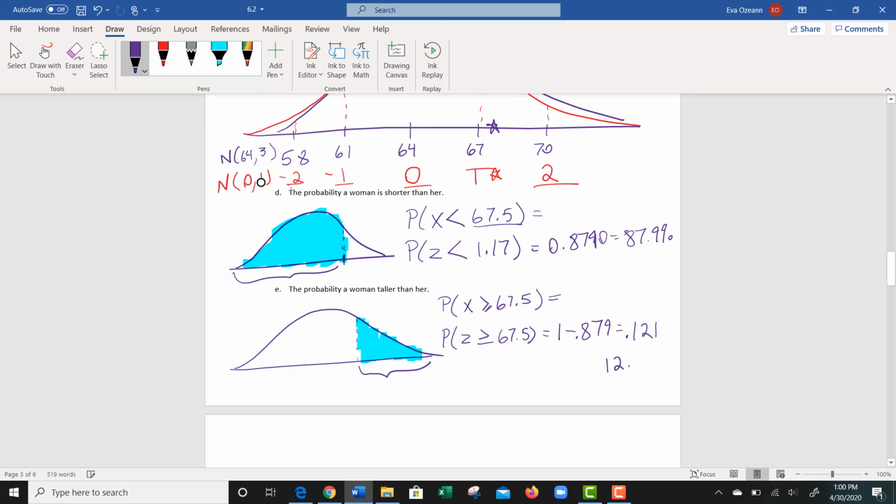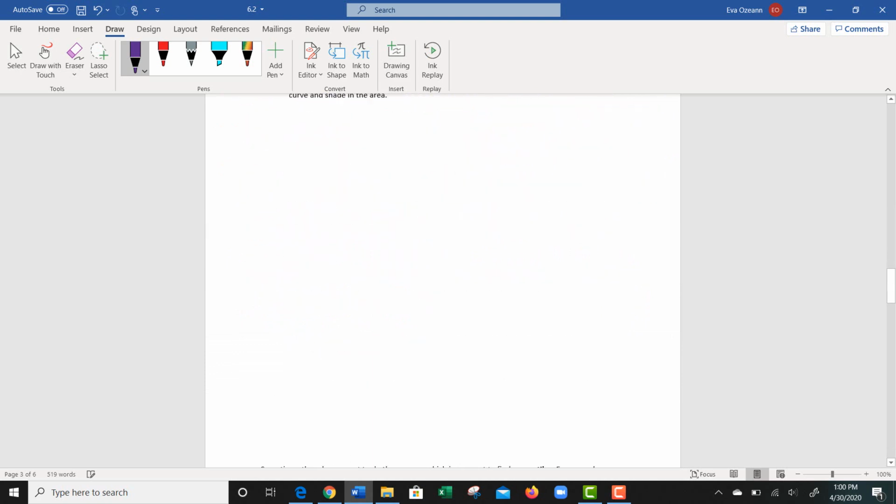So what that would give us is 0.121 or 12.1%. Because again, we found this to be 87.9%. And remember, this whole area under this curve has to add up to 100, so that's going to be 12.1%. Great. Now, if we want to find the probability that a woman is between 61 inches and 63 inches tall, well, that's going to take just a little bit extra work, so here's how we're going to do that.